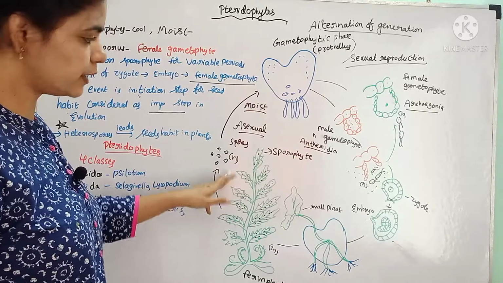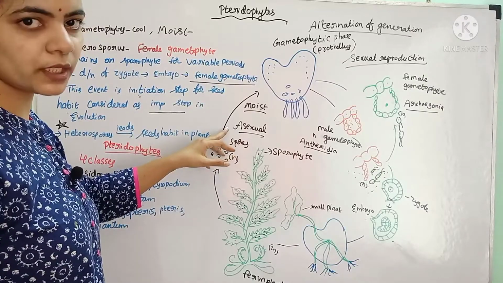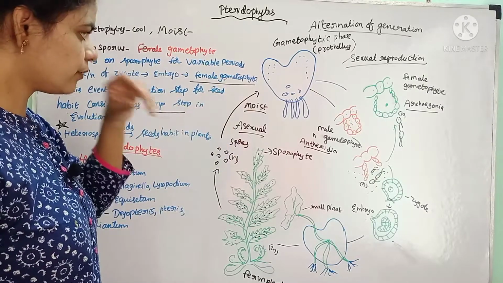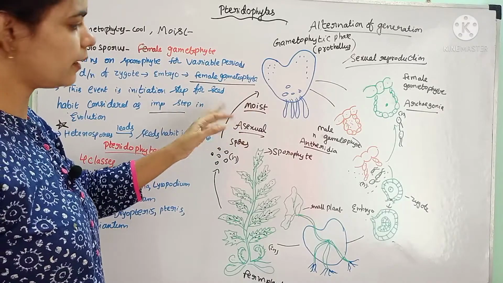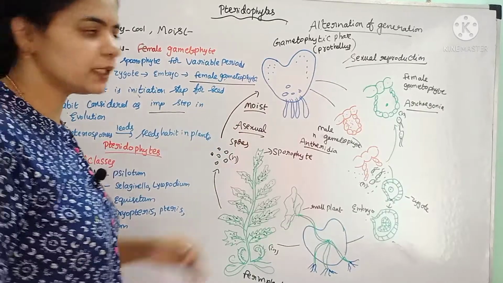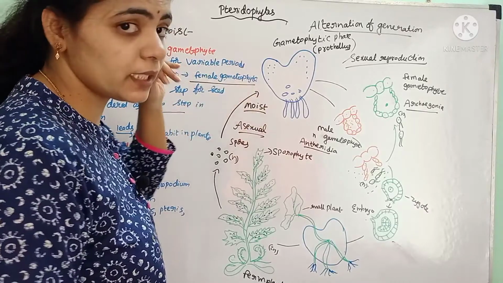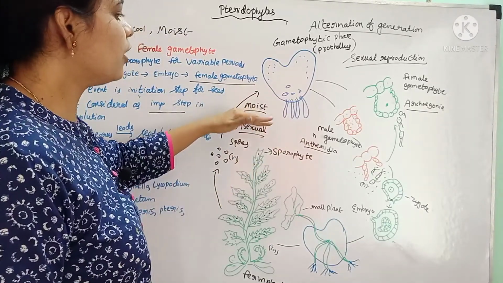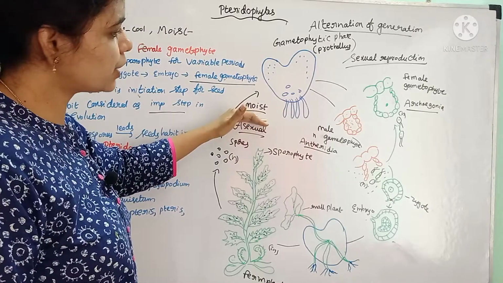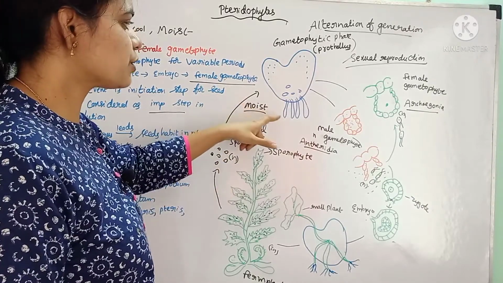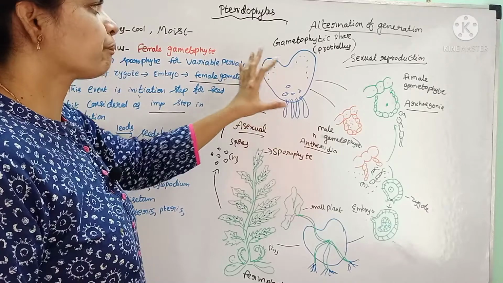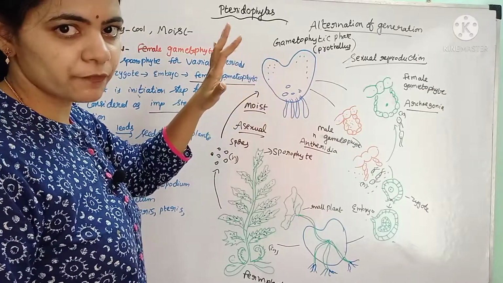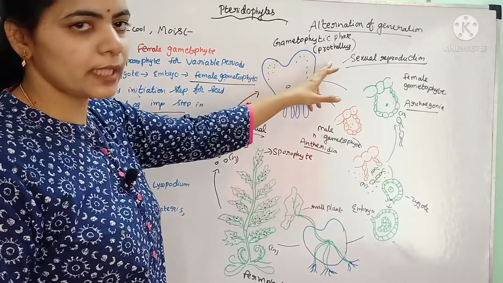Those haploid spores will be released into the environment, into the air, and are disseminated by air. When they fall on a suitable habitat like moist conditions, only moist conditions, they germinate. If they fall on dry conditions, they will not germinate. When they fall on cool, moist, damp conditions, the spores will germinate into an inconspicuous gametophytic phase, which is called the prothallus.